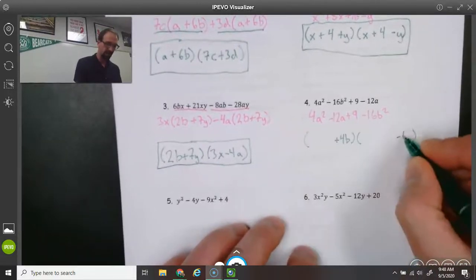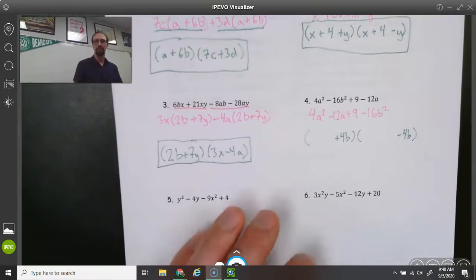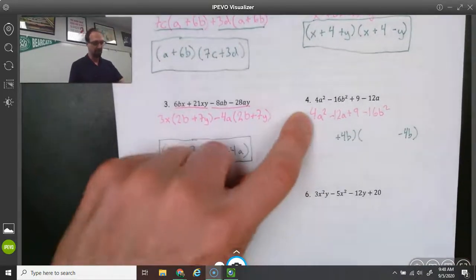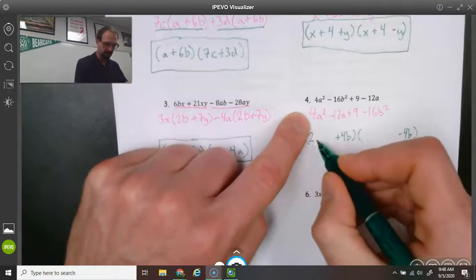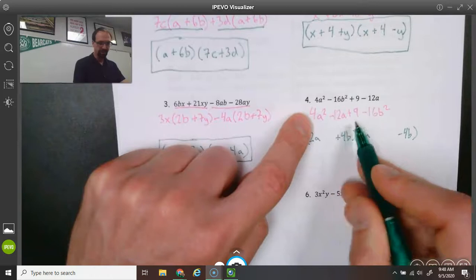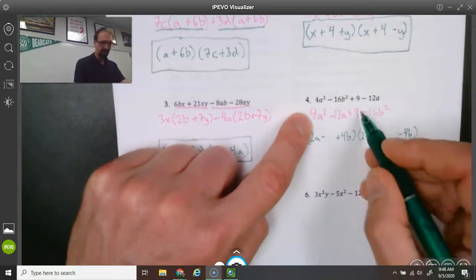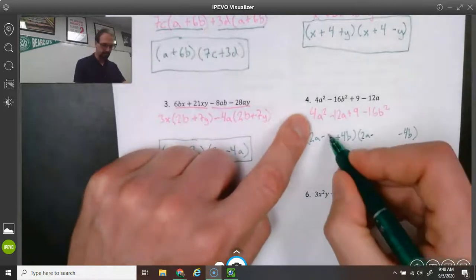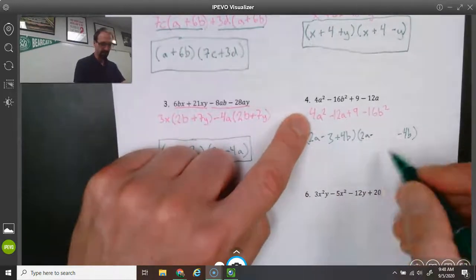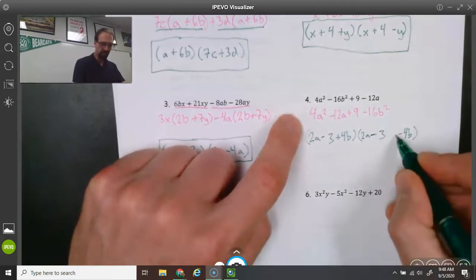So I'm going to have a plus 4b and a minus 4b. That's my last terms in both. So now for this beginning part, to get the terms, you take the square root of 4a squared. So this is 2a. That's 2a. And then to get this to be a -12, I know it's going to be minus minus. Then the square root of 9 is 3. So I have 2a minus 3 plus 4b, and 2a minus 3 minus 4b.